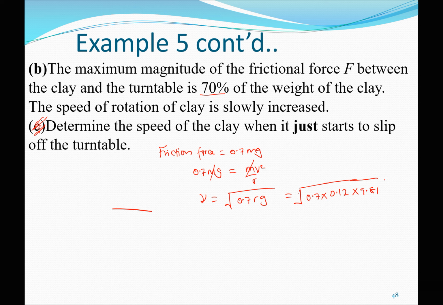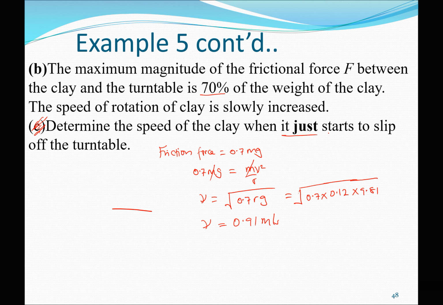So 0.7 times 0.12 times 9.81 under the square root. So this is 0.908, or 0.91. So the speed is going to be 0.91 meters per second. The question said when it just starts to slip.